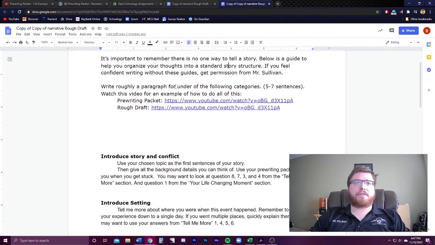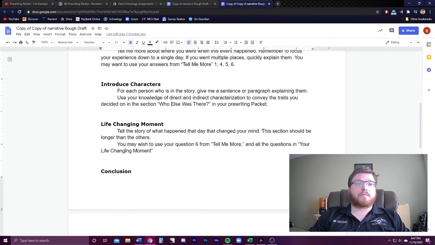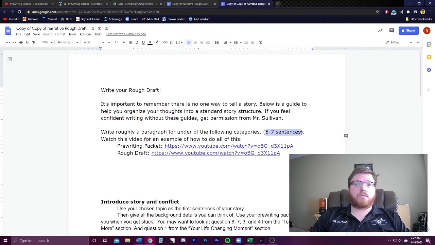Write roughly a paragraph under each of the following categories, 5 to 7 sentences. The reason I say roughly is because some of them might be longer, some of them might be shorter. It's going to depend on how much you have to say about this. I already tried this once, and there were a couple where I'm like, I don't have much to say about this, so I'm just going to move on to the next category. Okay, and that's fine. But if that's the case, then I expect the next one to be a little bit longer. You'll see there is at least one section here, the second to the last, that says, this section should be longer than the others. Okay, so it's just a rough estimation.